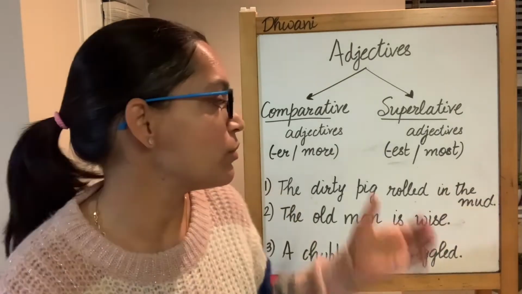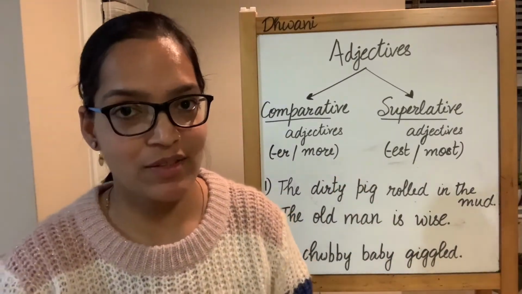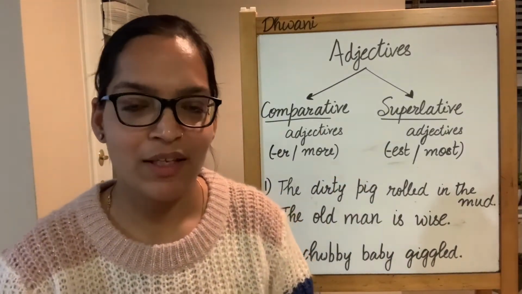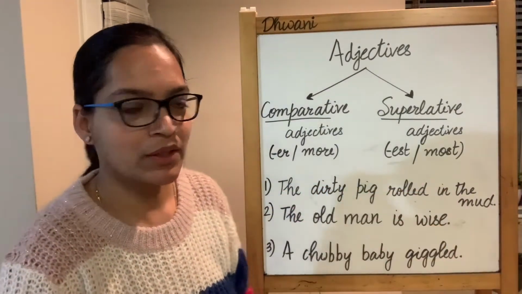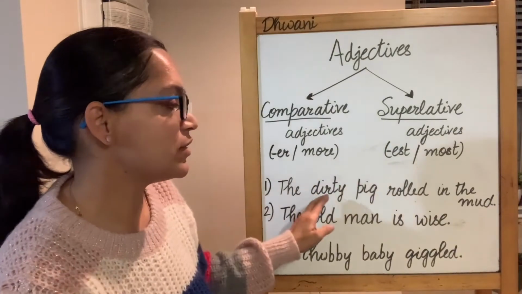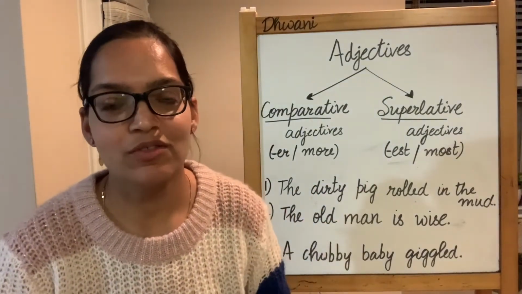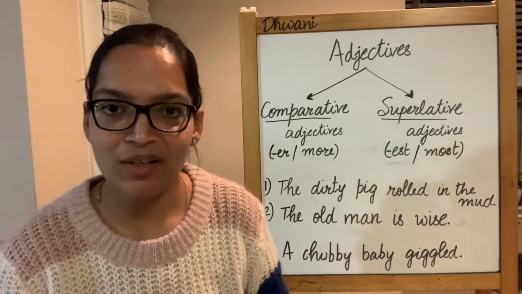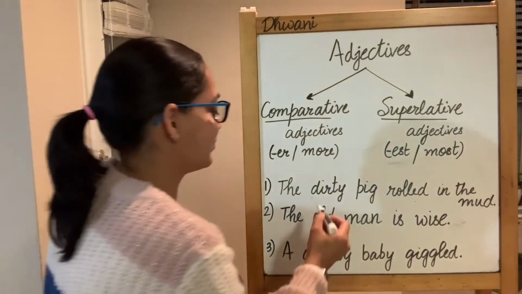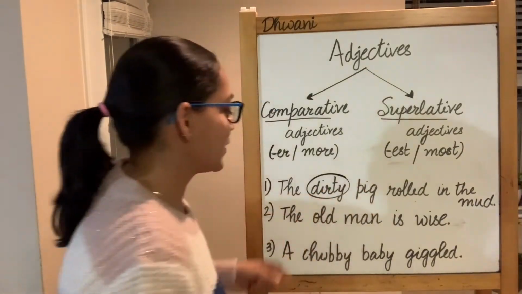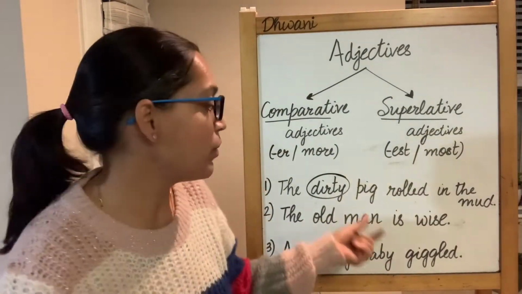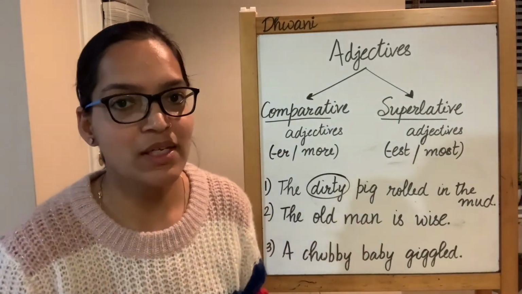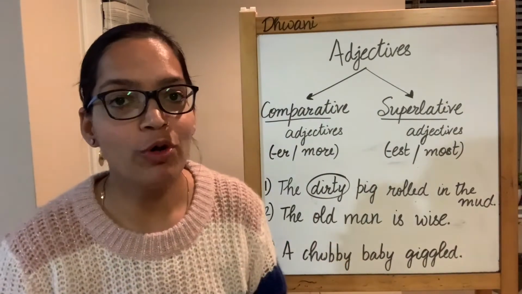Now we have some more examples in the form of sentences where we have used our adjectives. Let's do them. The dirty pig rolled in the mud. So now the pig is dirty. The word dirty is describing the pig. So dirty becomes our adjective. The old man is wise. My noun is man. And how is he? He is old. So old is my adjective.